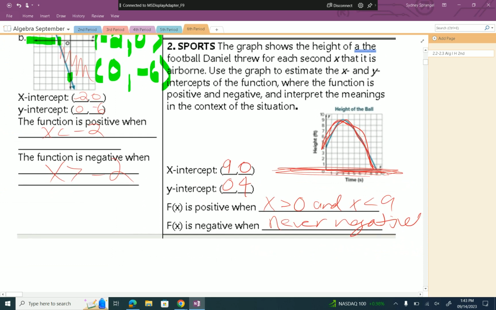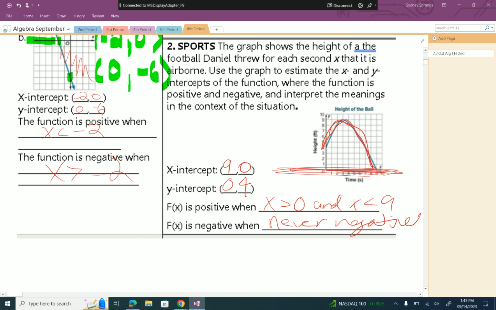So what does that point 0, 4 mean? If he's throwing a football, my height is 9, my time is 0. What does that mean? Or sorry, it's 4. So my time is 0, my height is 4. So if I'm throwing a football, no time has passed and the football is at 4 feet high. Has the ball left his hand? Probably not. So maybe he's holding it and he's about to throw it.